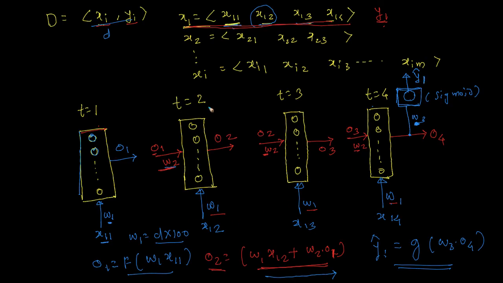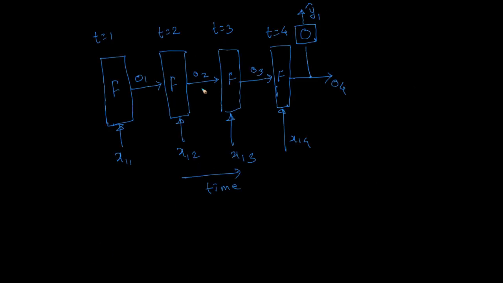Because this is review one, the output is y1 hat. So y1 hat is equal to g of w3 into o4. Now you see the weight matrices here. This is w1, this is w2, all these are w1s, and these all are w2, and this is w3. Only three weight matrices here: w1, w2, and w3.